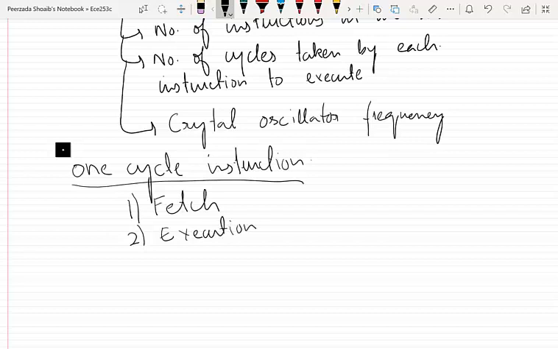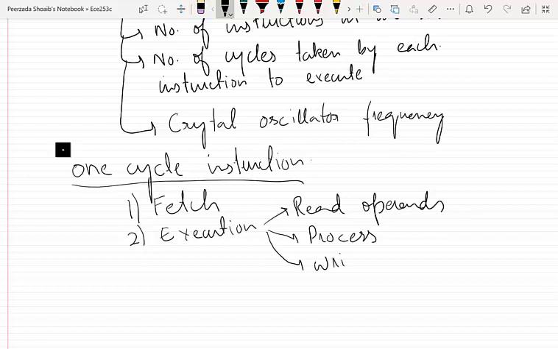Execution can further be divided in three more steps. Maybe reading of operands, because first we have to read the operands on which we have to operate, and then we have to execute this instruction, process this instruction, and the third thing may be write back, that we get a result. Maybe the instruction was add, so we fetch two operands, add them here, and then we have to write back the result.